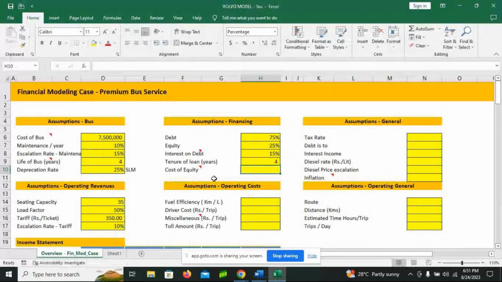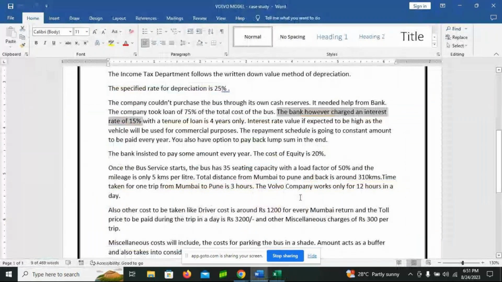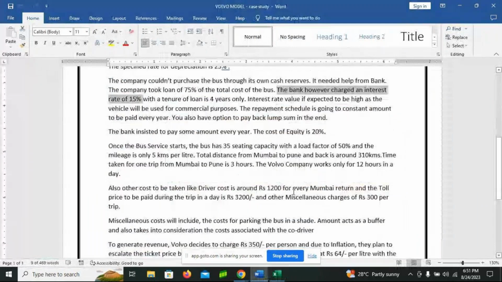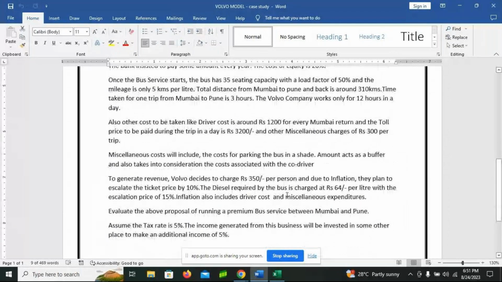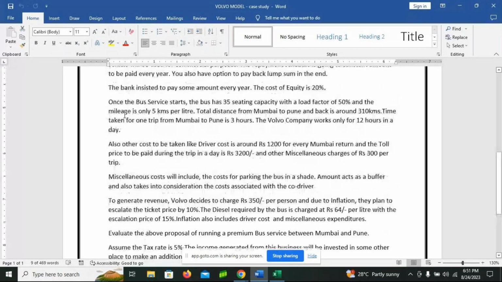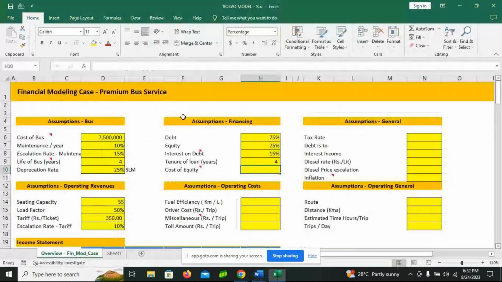Fuel efficiency. They are telling that the mileage, the fuel efficiency, is 5 kilometers per liter.